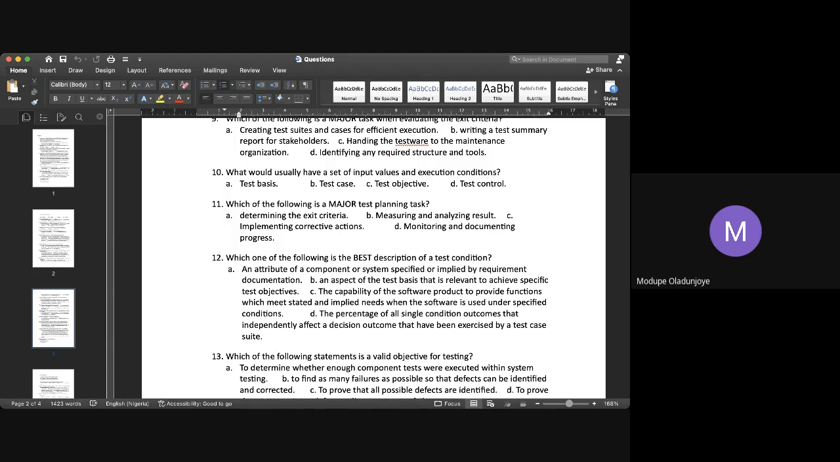The capacity of the software product to provide functions which meet stated and implied needs when the software is used online. And B sounds correct, but I think C is the answer here. It's not C, it's B. An aspect of the test basis is relevant to achieve specific test objectives.